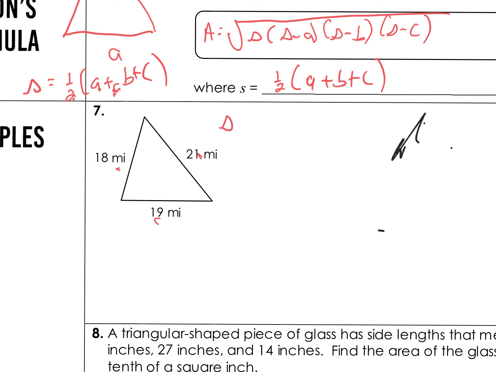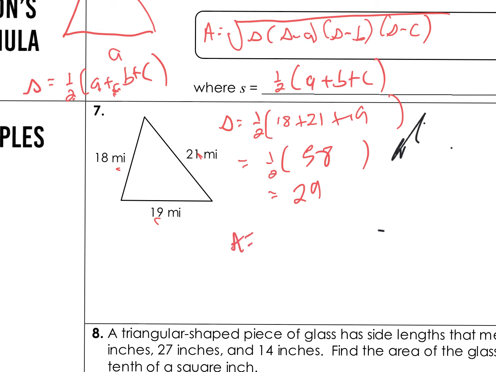First, find out what S is. And S is 1/2 times 18 plus 21 plus 19. That is equal to 1/2 times 20, 30, 40, 49, 50, 58. I think, unless I did it wrong, I always mess up. 1/2 of 58 is 29. S is 29. It doesn't have any unit, okay? It's just 29. It's just this magic number you have to find. This famous Greek mathematician from thousands of years ago discovered this formula.